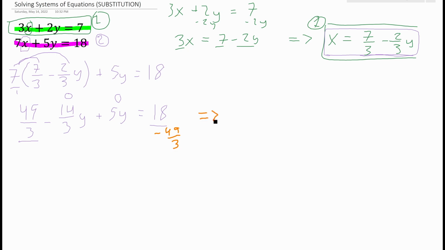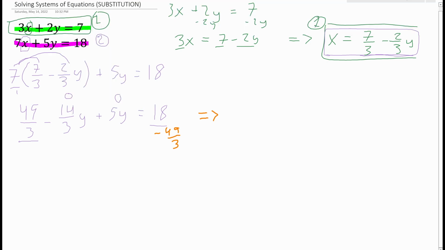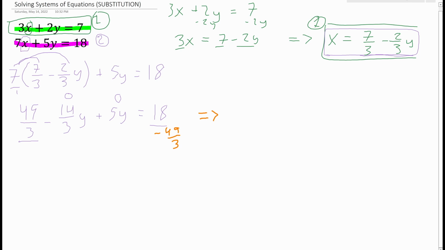I'm going to rewrite this a little bit cleaner so we don't get lost. The new problem is actually this: negative 14 over 3y plus 5y equals 18 minus 49 over 3. So all we did was take everything with the variable, which was the y, and put it on one side, and then we subtracted the 49 over 3 and put it on the side with the 18. So now we have variables on one side, and numbers on the other side.